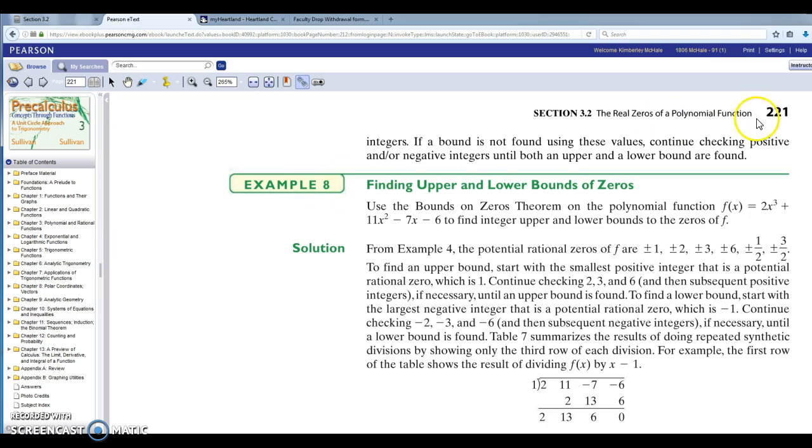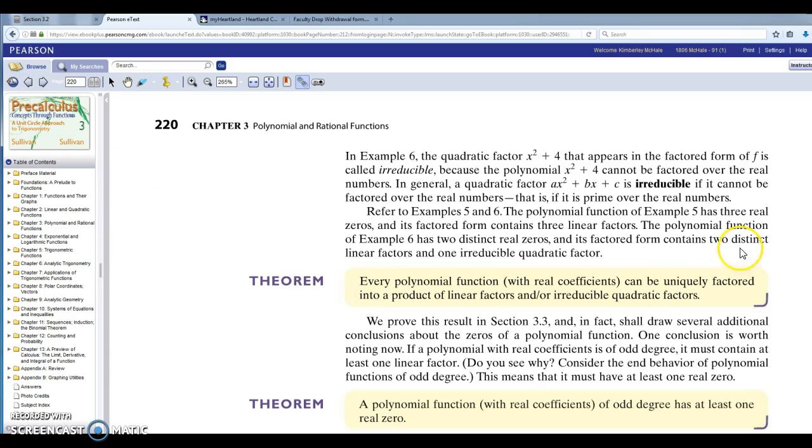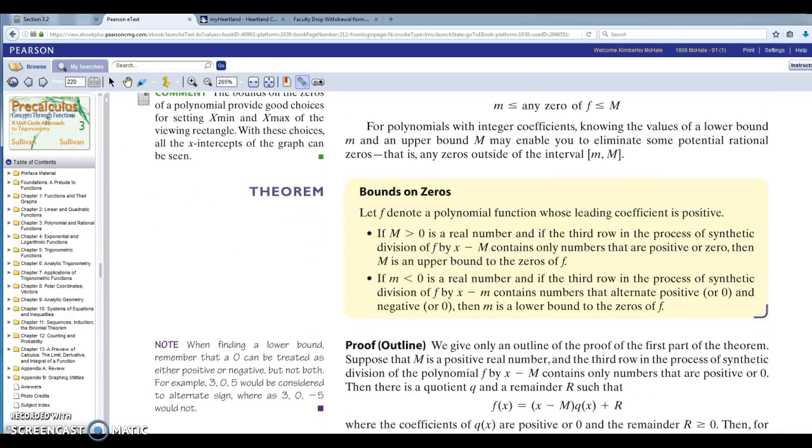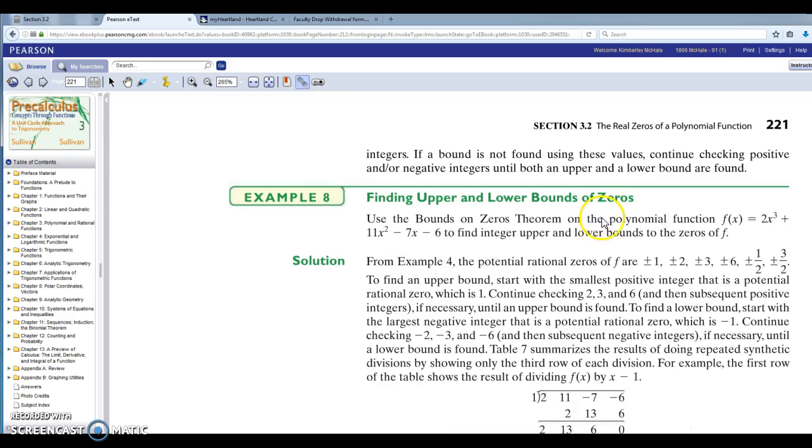So this is example 8 on page 221 of your e-text, and I'm supposed to use the bounds on zeros theorem for this polynomial. The bounds on zeros theorem, I think it's on the previous page, says if m is greater than 0 is a real number, and if the third row in the process of synthetic division of f by x minus m contains only numbers that are positive or 0, then m is an upper bound. And if they are alternating, then little m is a lower bound. So that's what we're looking for when we do our synthetic division. So I'm back on example 8.